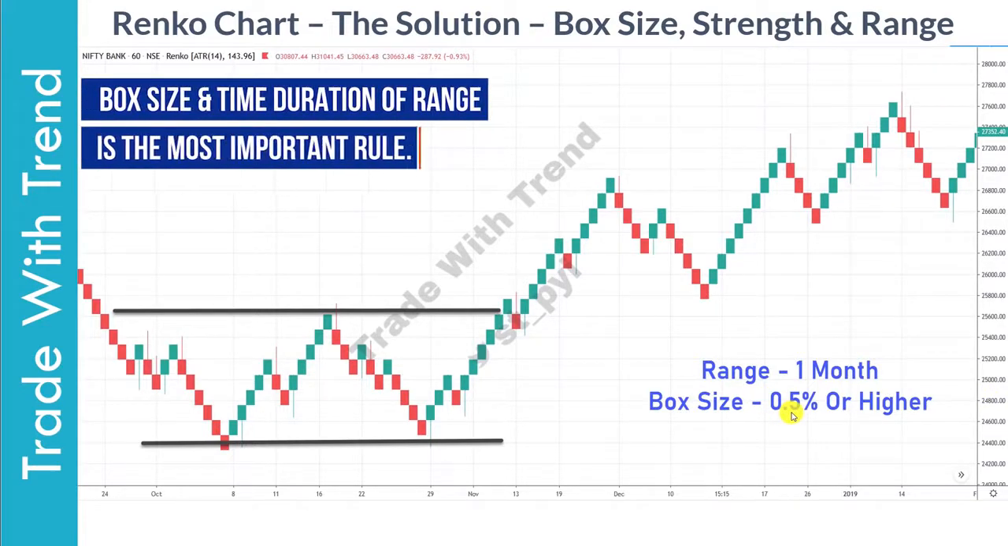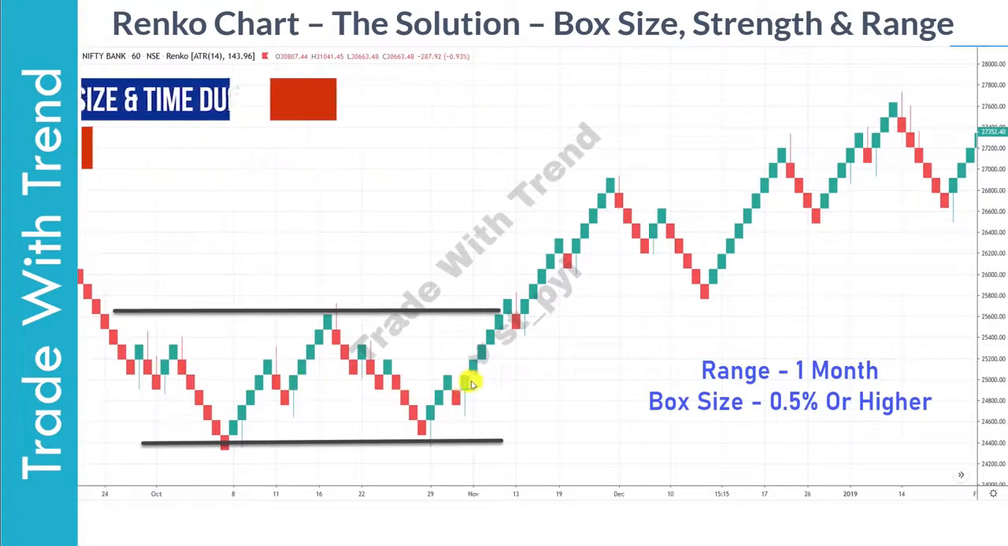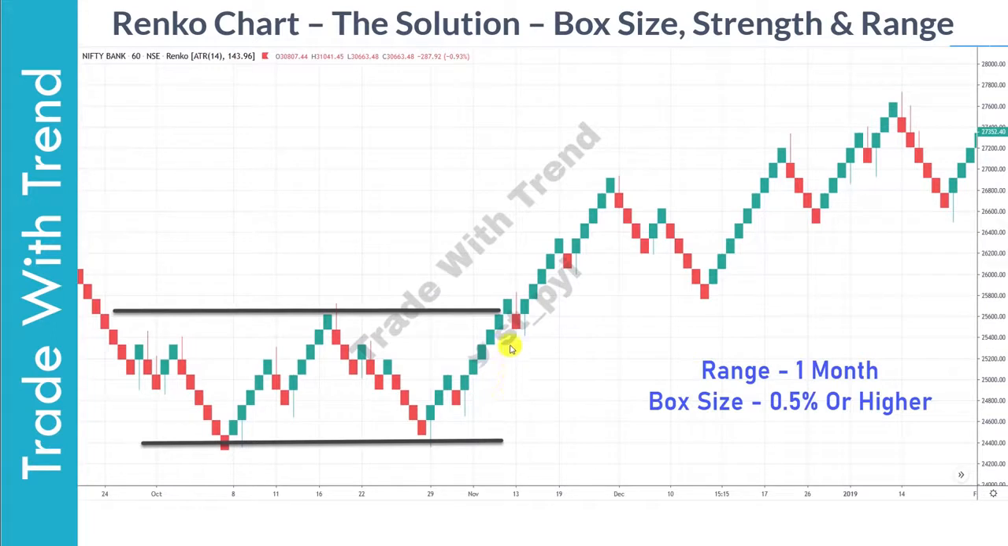Now, what this gives you is much more concise information, and it also tells you the right amount of time consolidation that has happened in formation of a particular range in price. Now, range is where you can easily identify support and resistance levels, and once price moves out of this range, that is at least a range which is 1 month or greater, and with a box size of 0.5% or higher, you will see on a real-time basis that such support and resistance zones work really well with RENKO chart.